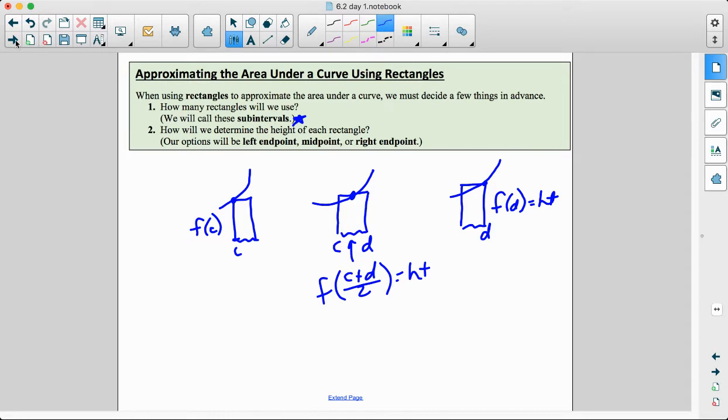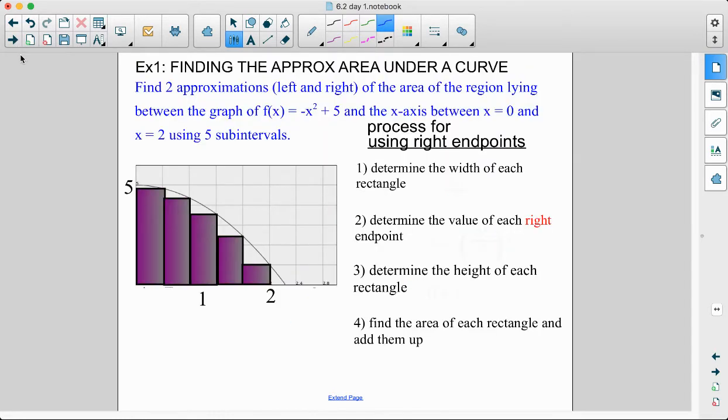So that is flexible. So let's do an example of finding the approximate area under a curve. We're just going to find the right one here.